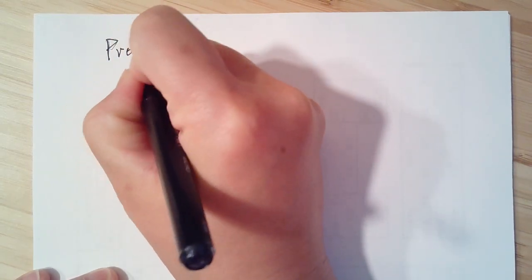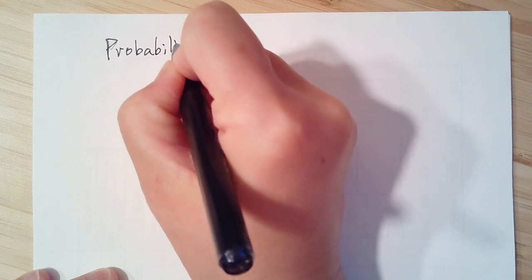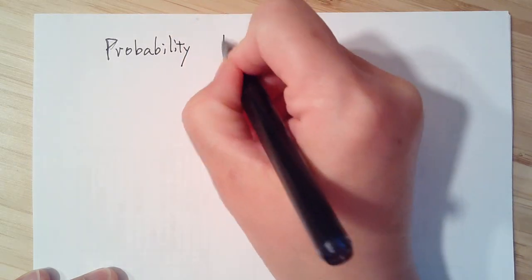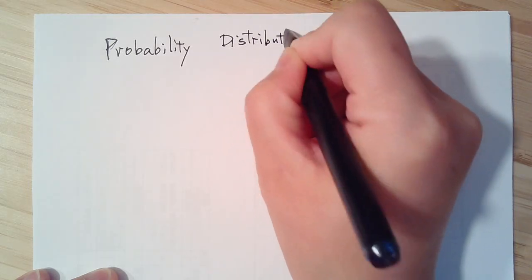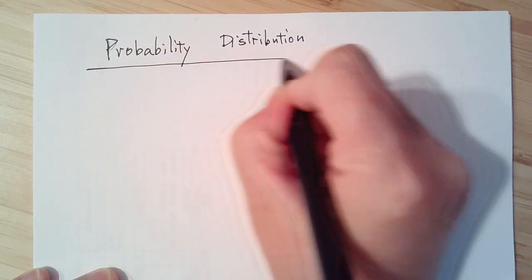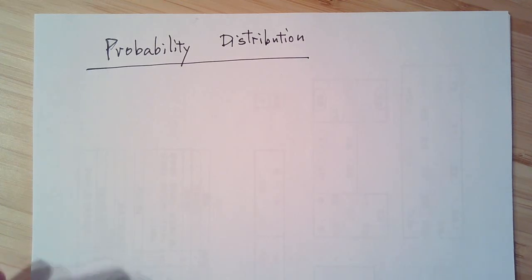Now we're going to learn a very important statistical concept. I think I'd say it will be the most important one, okay? It's called probability distribution. We are going to learn what a probability distribution is.